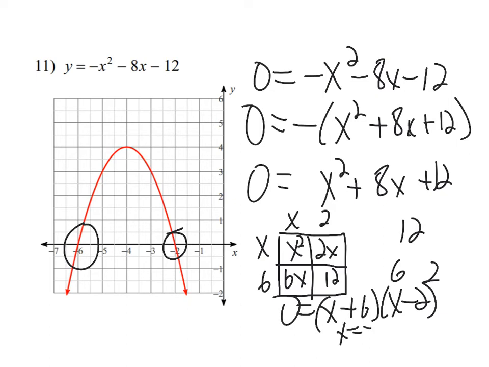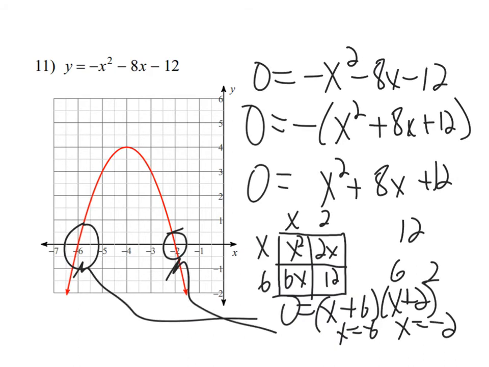Well, x has to be -6, because if x is -6, the whole thing is 0. And x equals, oh, sorry, I wrote that as positive. x equals -2. That's also 0. And, of course, look where the zeros are on the graph. You see those? So that's where those came from. So that part you know.